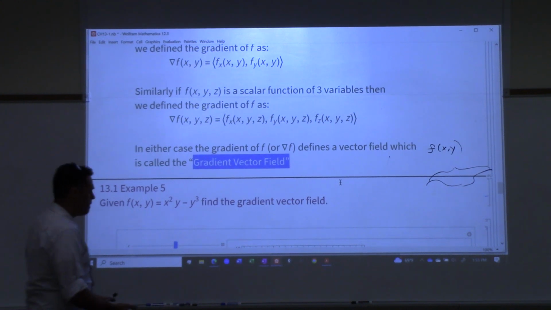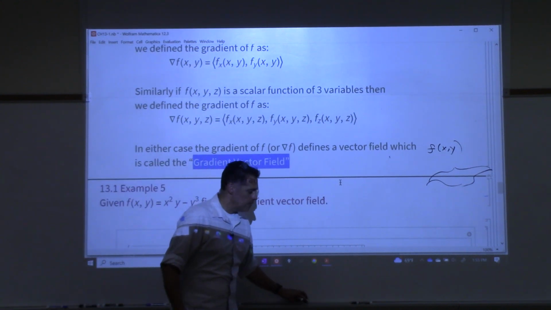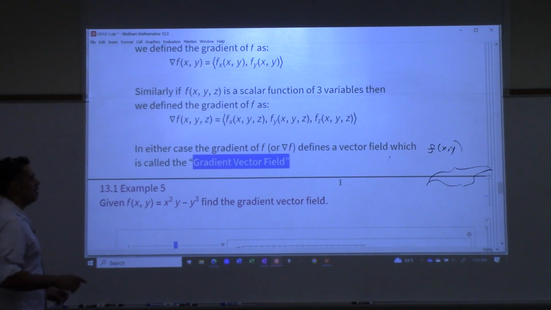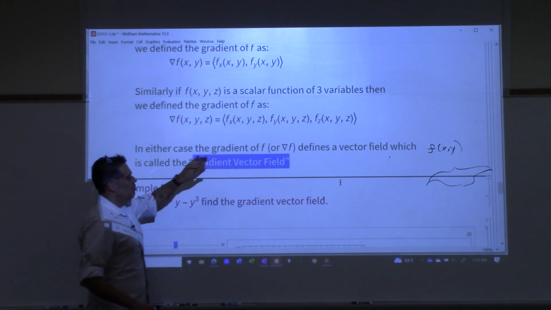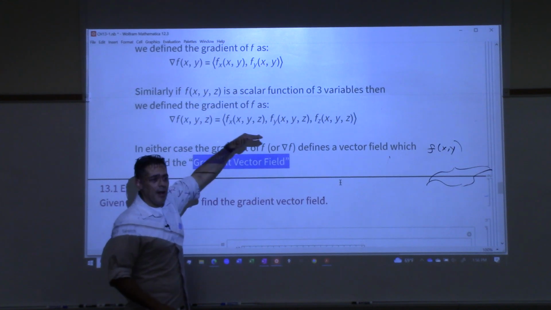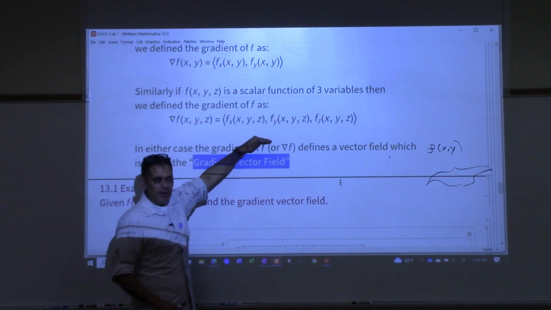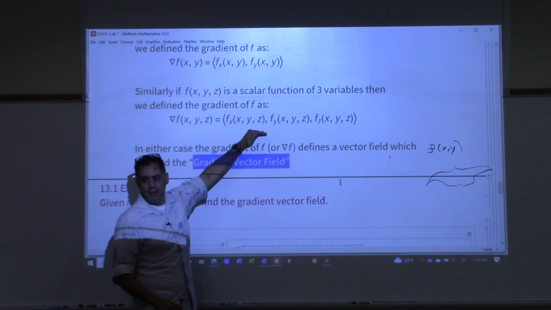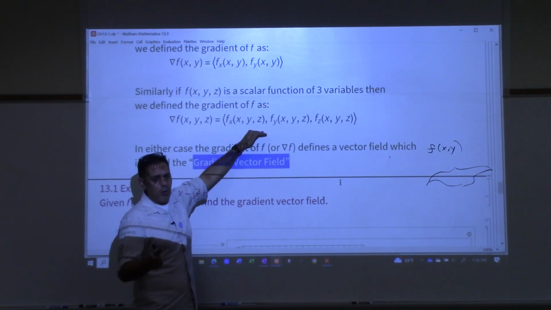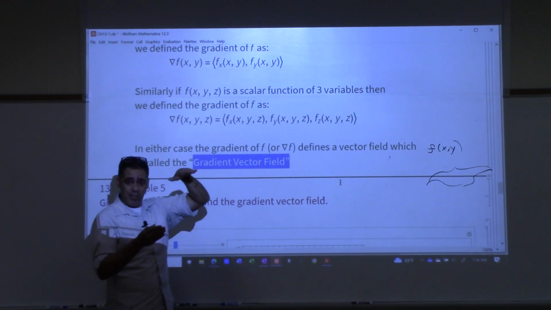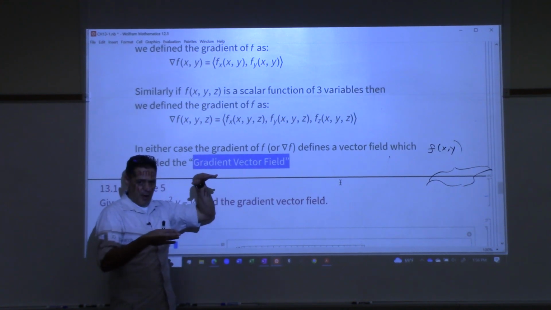Yes? Did we go backwards or not? What do you mean? If you have a vector field, could you? Yes, we have a good question here. If you give me any scalar function, I should be able to create the gradient vector field from it. Your question is, if you have a gradient vector field, can you go back to the scalar function it came from?